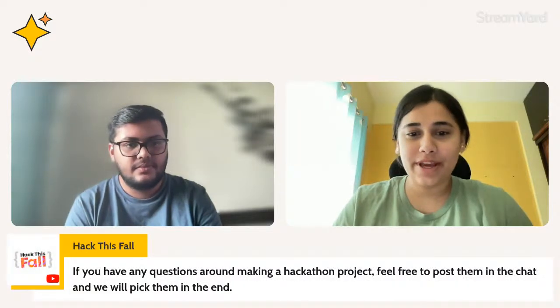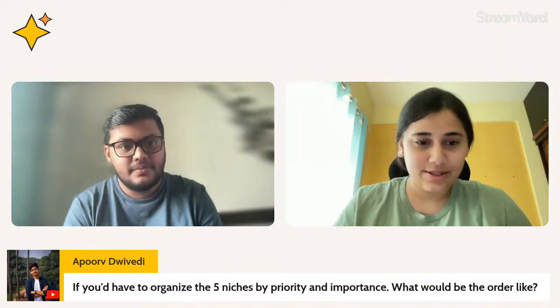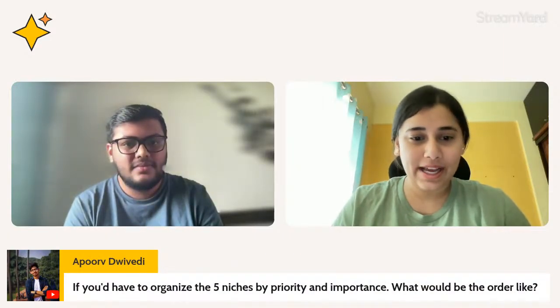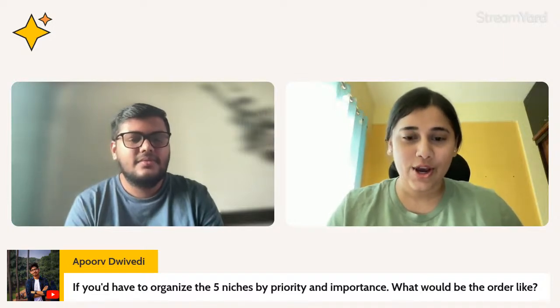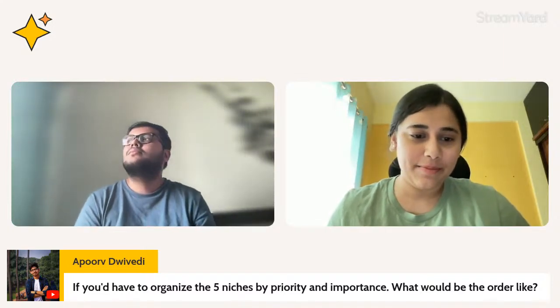Sure. So, hackers, can we have the questions coming up? Oh, we do. So there's a question. I'll read it out for you. If you would have to organize the five niches by priority and importance, what would be the order like?